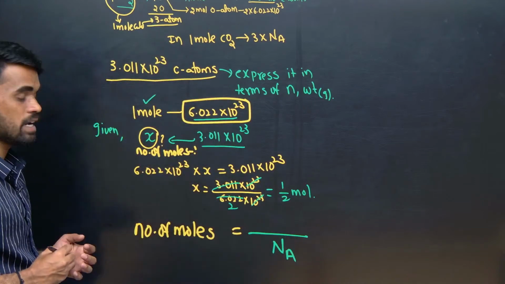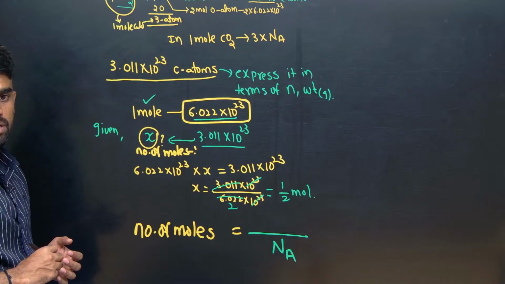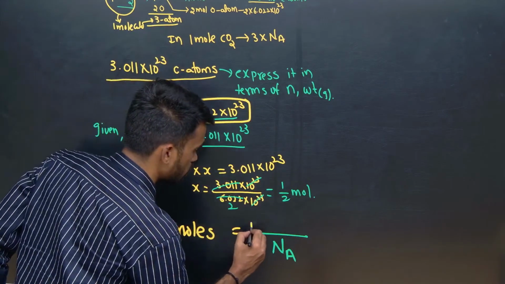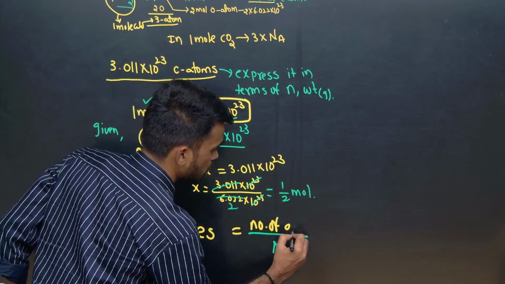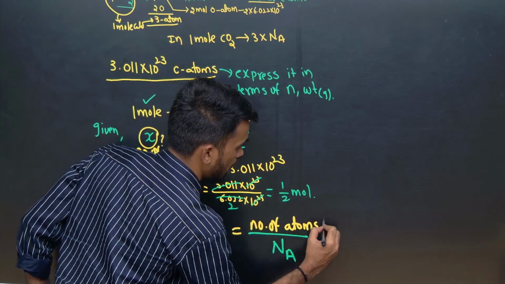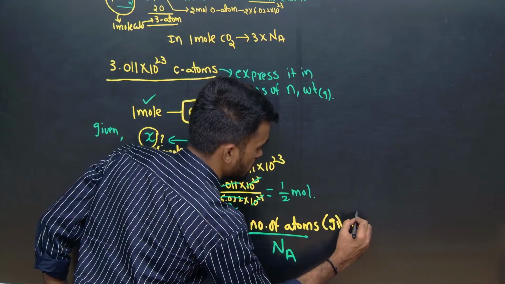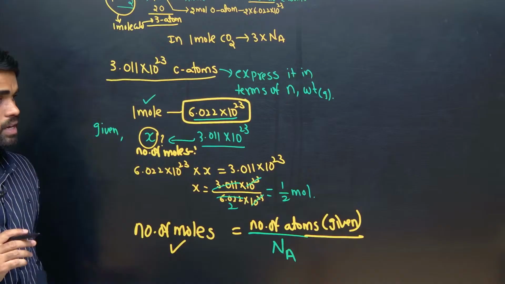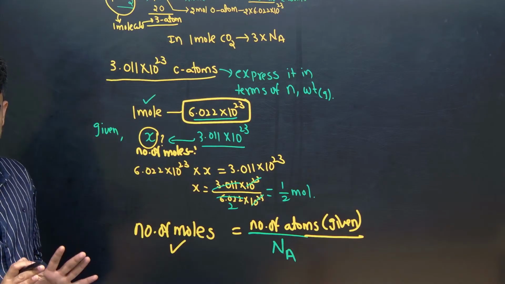And what we need to write in the numerator? Given number of atoms. That's it. What will we get? We will get the number of moles. I hope it is clear. Yes or no? Yes.